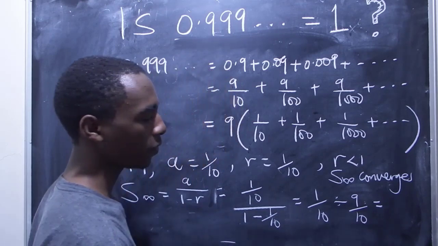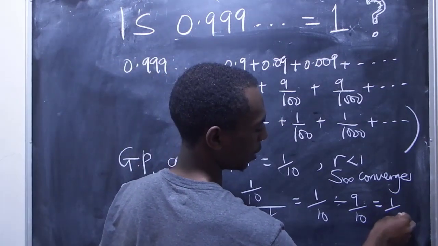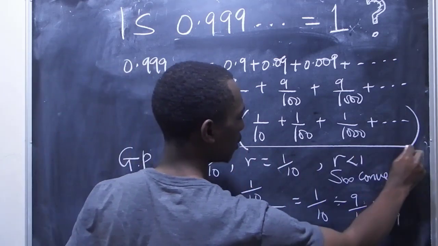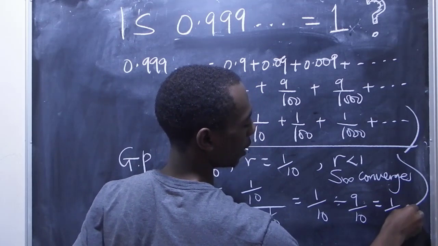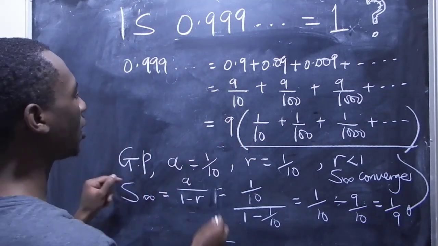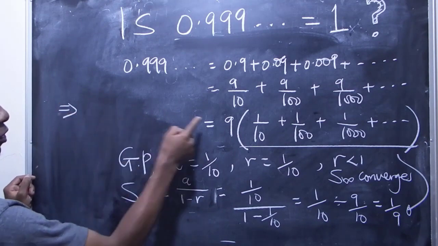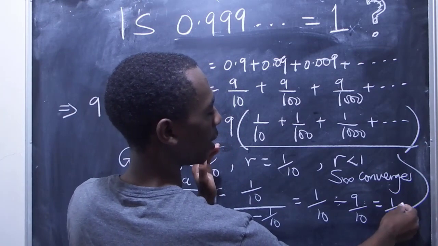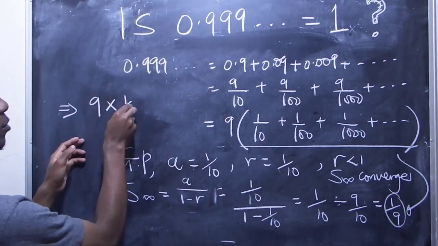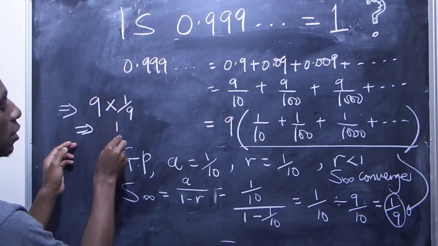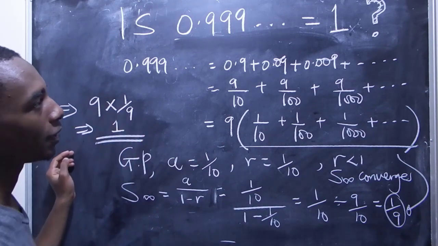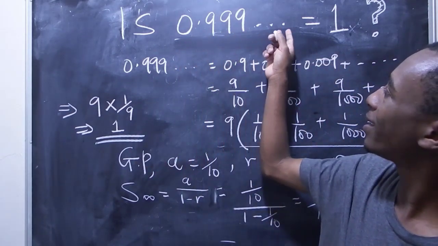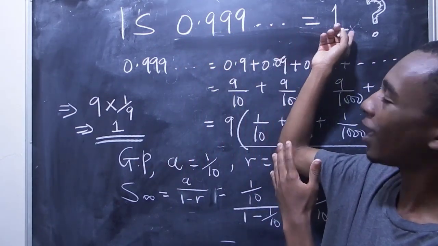So in the end, what do we have? Just 1 over 9. Okay? So that is the sum of all this. This equals 1 over 9. And then I'm going to substitute that back here. So we actually have 9 times all this here, which is given by 1 over 9. So 9 times 1 over 9 equals 1. Okay, so I hope this convinced you that indeed 0.999999 to infinity is actually 1.